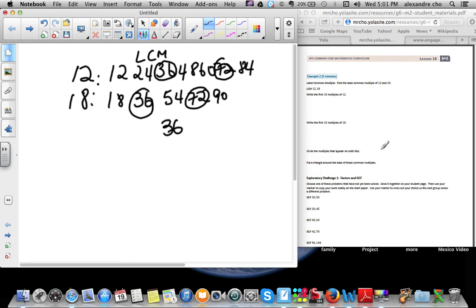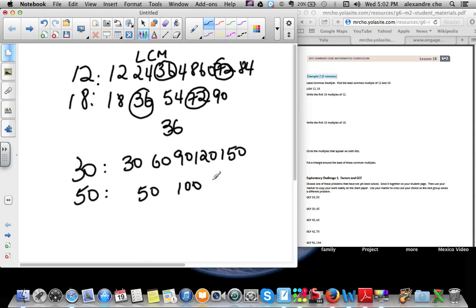So, bottom one, choose one of these problems that have not been solved. Solve it together on your student page. Well, we don't have a student page, so I guess I'll do them all because I don't know which one you picked. So 30 and 50, and I'll do them in different ways. 30 and 50 would be 30, 60, 90, 120, and 150. And 50, 100, 150, there's your LCM right here.